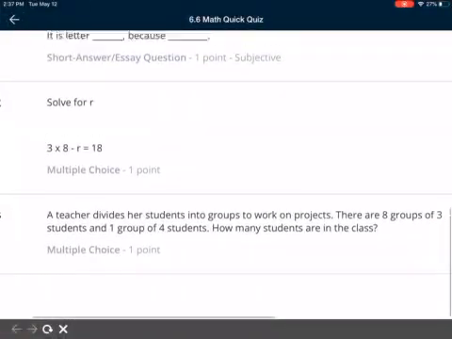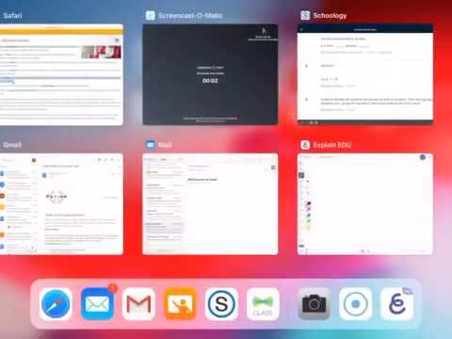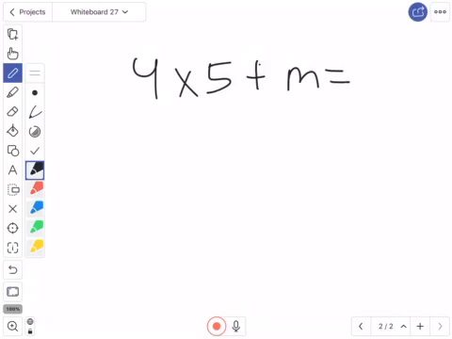Number 2 says solve for r. So we're using a variable there again, r, and we have 3 times 8 minus r equals 18. So I'm going to think about it like this. I'm going to use different numbers. Let's say I'm going to do 4 times 5 plus, just say m, equals, let's say, 30.